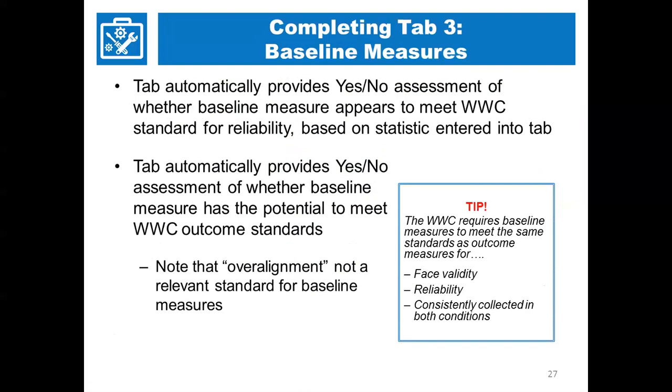Note that overalignment is the one difference. Overalignment is not a relevant concept for baseline measures, because you're asking about overalignment with an intervention that hasn't happened yet, so it's hard to consider that the treatment group would answer this in a way systematically different than the control group. So there really are only 3 outcome standards you're worrying about for your baseline measures.